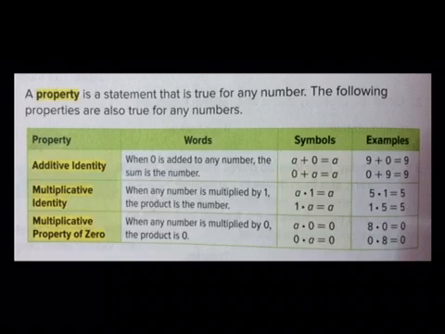And then additive identity, when 0 is added to any number, the sum is the number, okay? So 0 plus 9 is still 9, or 9 plus 0 is still 9. These are additive identity, multiplicative identity, and multiplicative property of 0. These are rules that always apply.